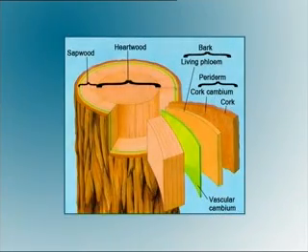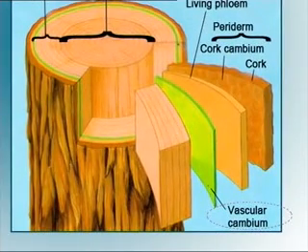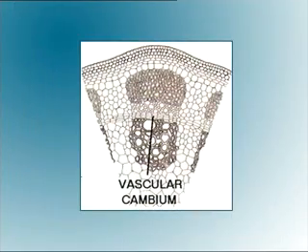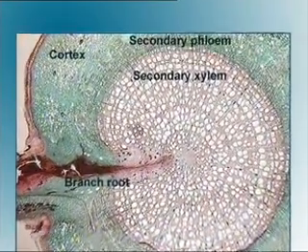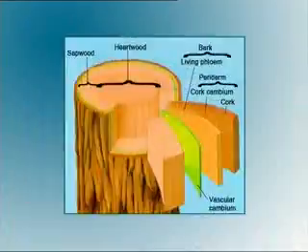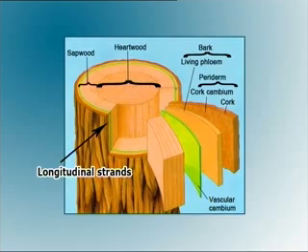There are two types of cambium, that is vascular cambium and cork cambium. The vascular cambium produces secondary vascular tissues, secondary xylem and secondary phloem. It is a lateral meristem that develops either as a longitudinal strand or as a hollow cylinder.